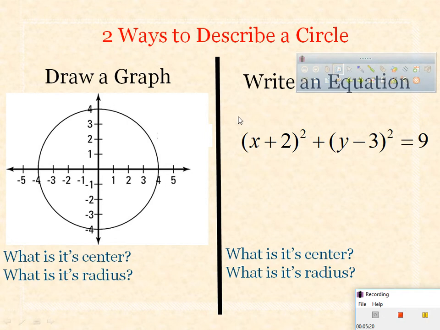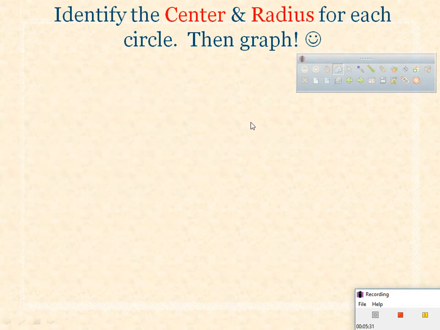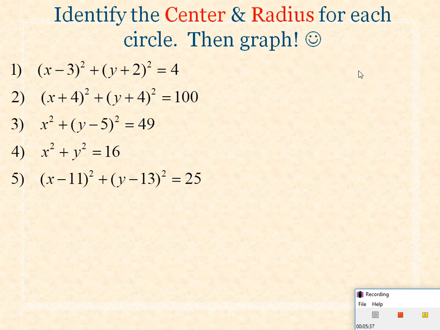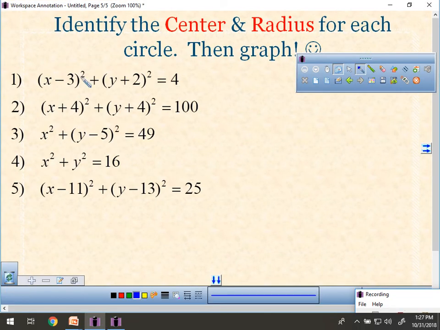All right, let's do a couple of them together. It says identify the center and the radius for each of them, and then let's graph them. You don't need to write them down. Let's just do them together. All right, let's talk about the first one. What would the center of this top one be? 3, -2. Can y'all see that? 3, -2. What's the radius, though? 2, right? Because the square root of 4 is 2.